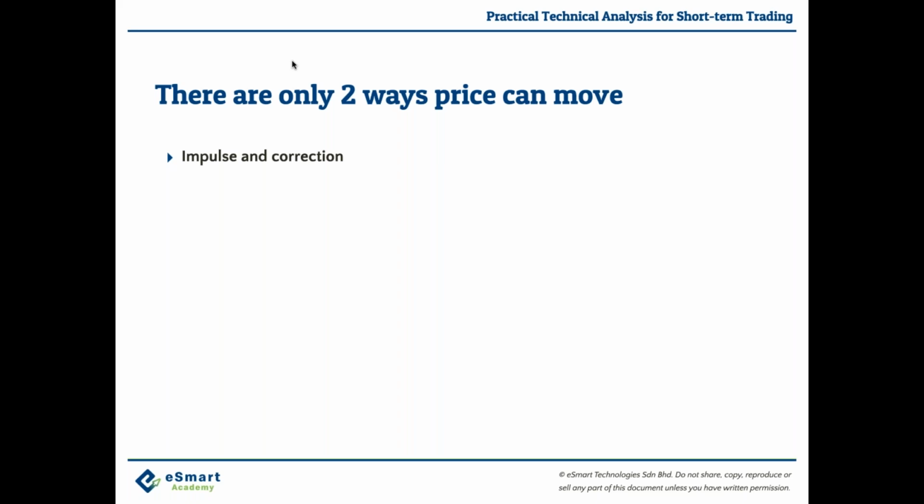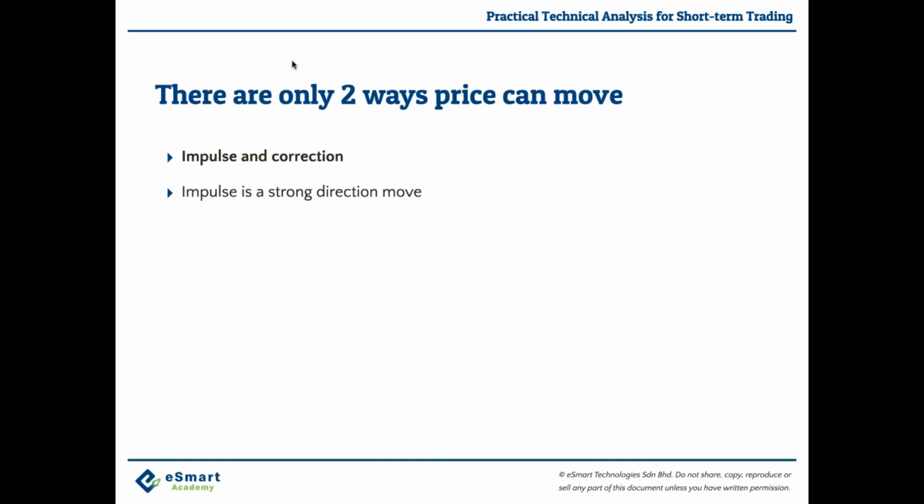So what is an impulse? An impulse basically indicates a very strong directional move. It can be going up, it can be coming down, but either way, if price is going in a very strong and fast move in one particular direction, we categorize that move as an impulse.